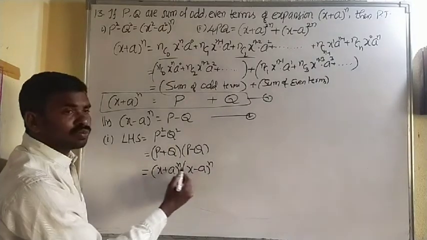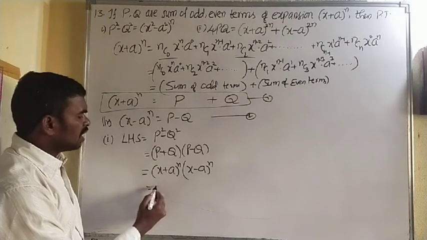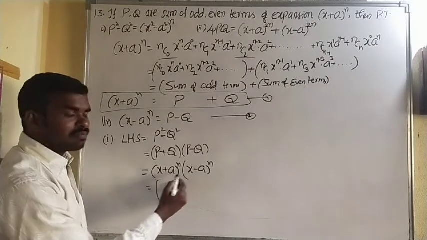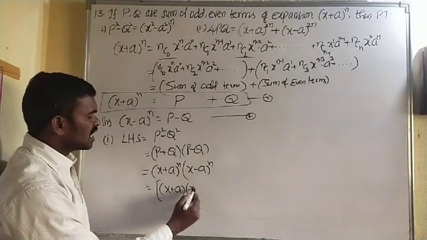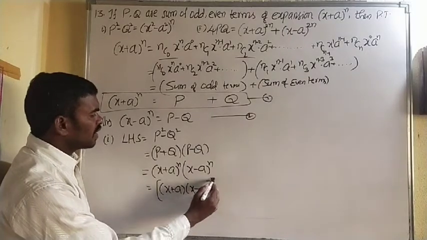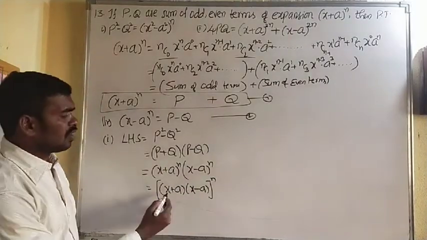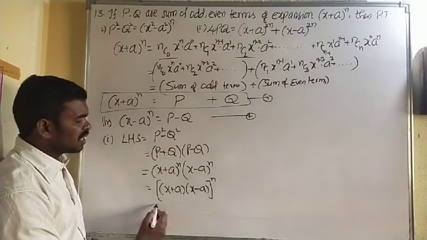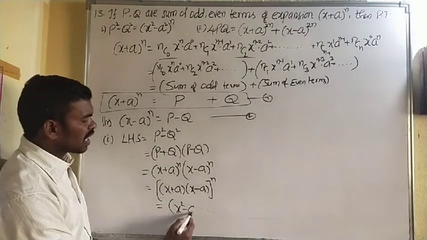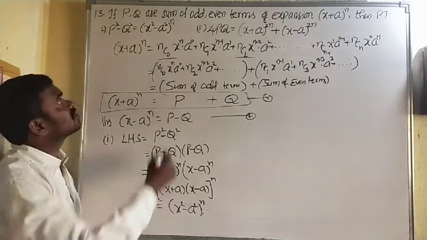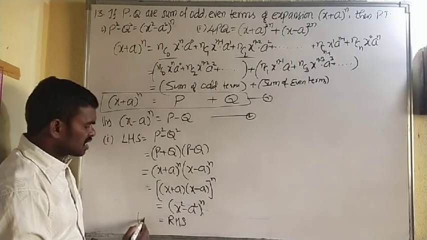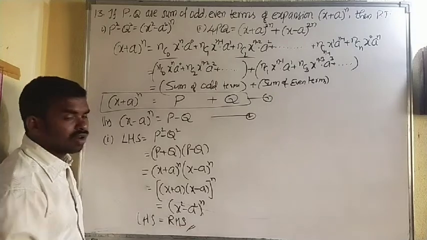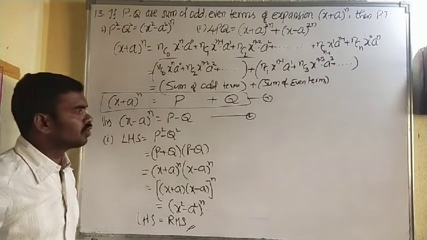See here, both powers are same, so we can multiply the bases. So (x minus a) into (x plus a), whole power n. Okay. Now in the form of a plus b into a minus b is equal to what? a square minus b square, and whole power n, like this. Did you get the RHS or not? That is called RHS. So by taking LHS and simplifying, we got the RHS. The first one is proved. Next.